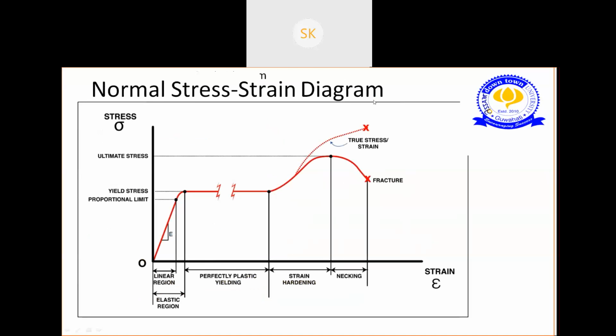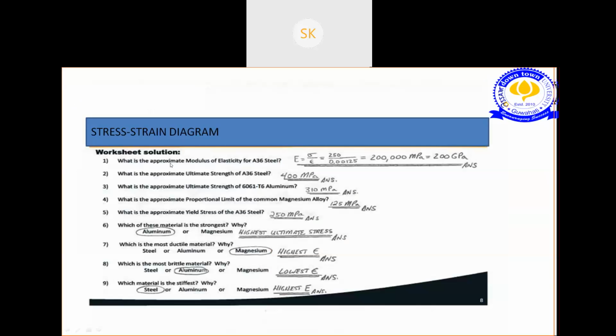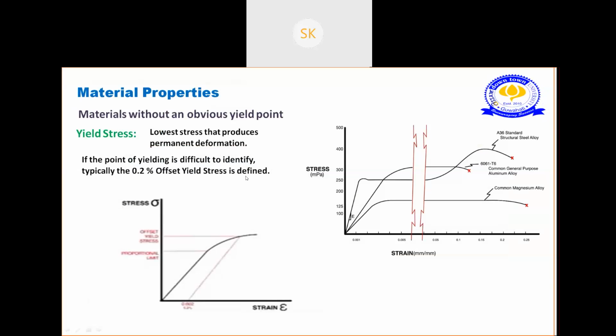When your yield stress is not defined, you have to take the 0.2% offset yield stress. Understood? You have to take 0.2%, draw a line to that curve. Then the point corresponding to that will be your offset yield stress. Hope this part is clear.